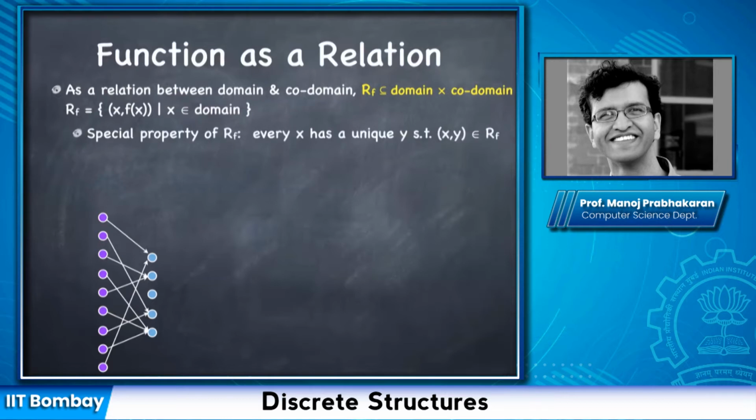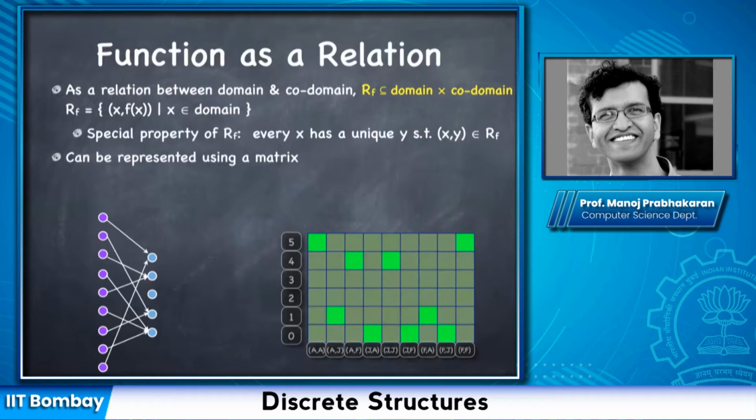But it's not just any arbitrary relation. It has to have the property that every element in the domain has exactly one outgoing arrow. So it's related to exactly one y in the codomain. So there's a unique y such that x comma y is in the relation. Right? So this is a special kind of relation, and these relations are functions. So functions can be thought of as a special kind of relation, just like relations could be thought of as a special kind of function.